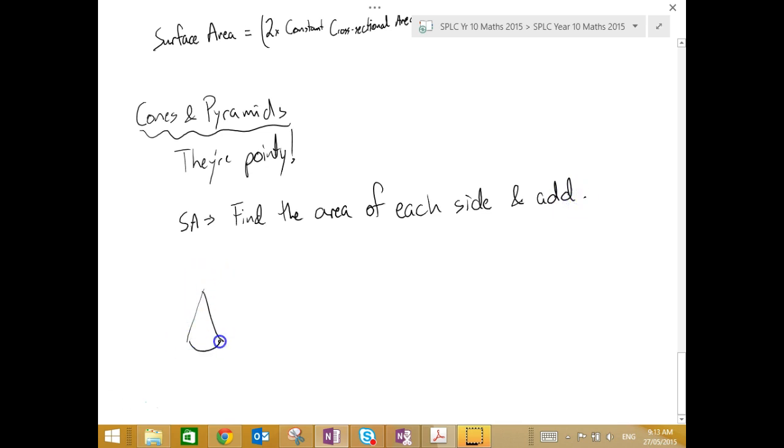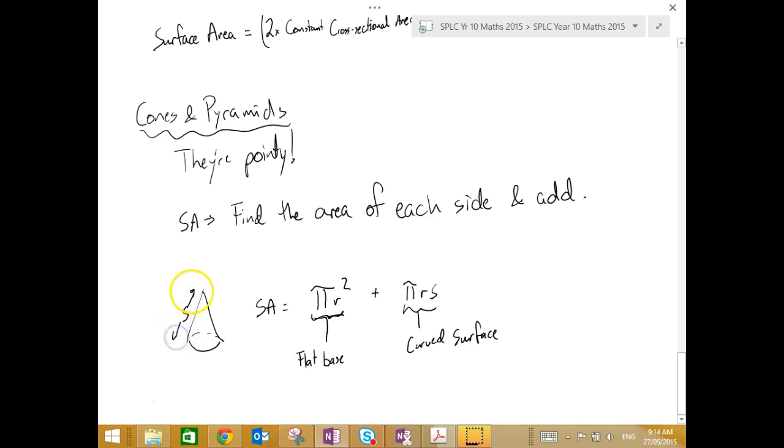For a cone, it's a little bit tricky. Pi r squared, that's the flat base, if indeed it's standing on its base, but the rest of it, pi r s, that is the curved surface. And s stands for the slant height.